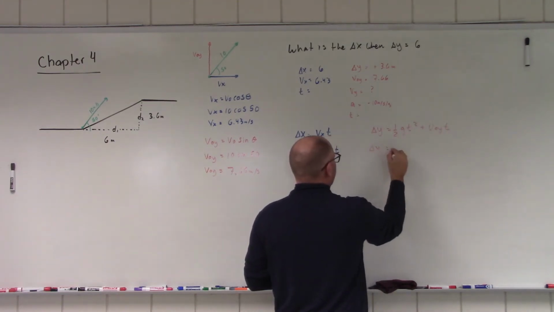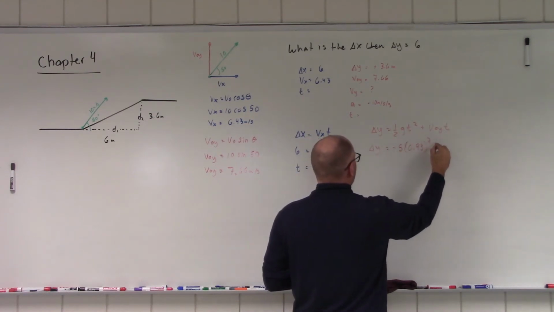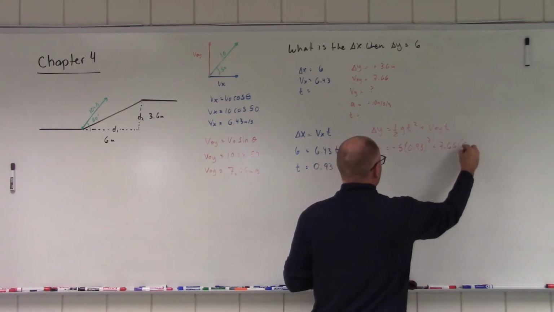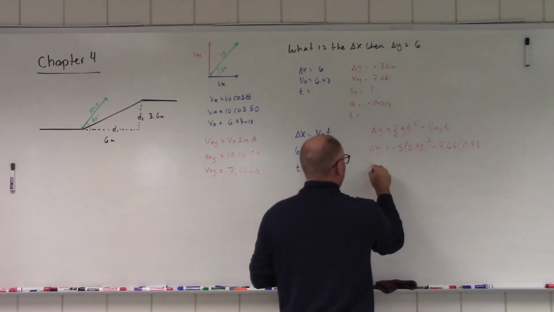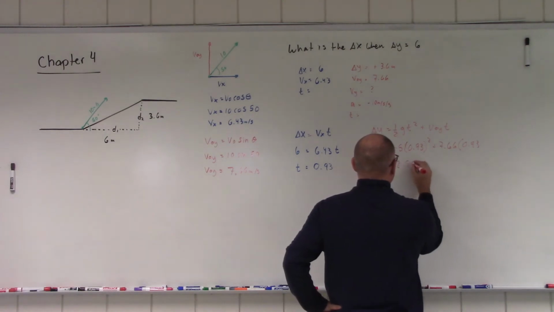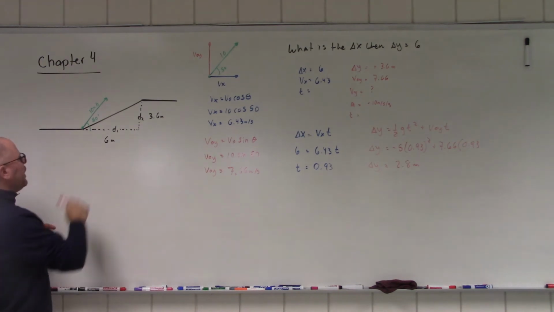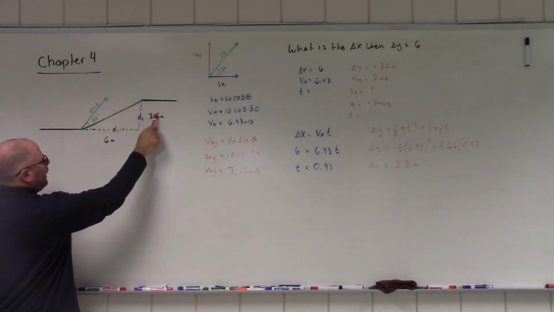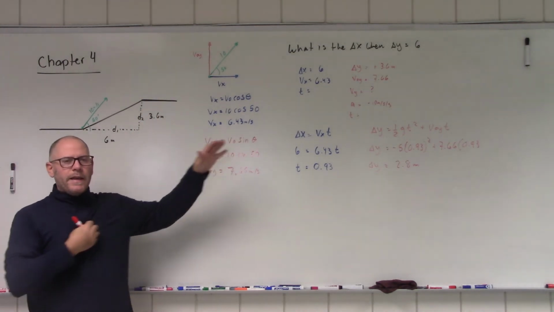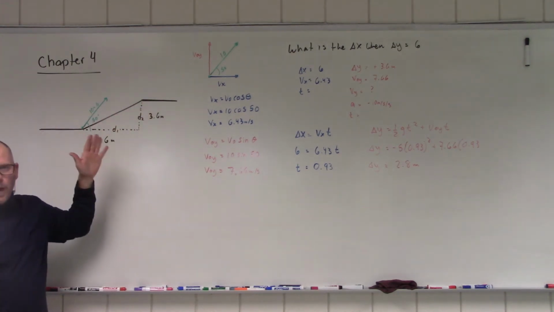So delta y is -5 times 0.93 squared plus v0, which is 7.66. I solve for delta y, and it turns out delta y is 2.8 meters. Which means that the path of the projectile is more like this, right? When it gets to the 6 meters, it's below that. So given the first two questions I asked, I think it's pretty clear that it does not end up on the plateau. It's got to end up somewhere on the ramp.